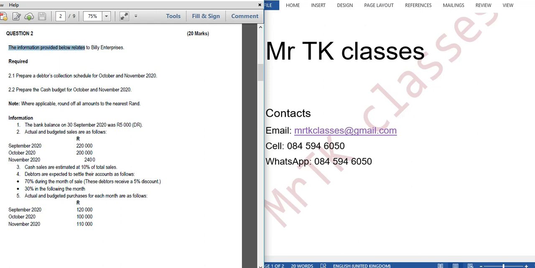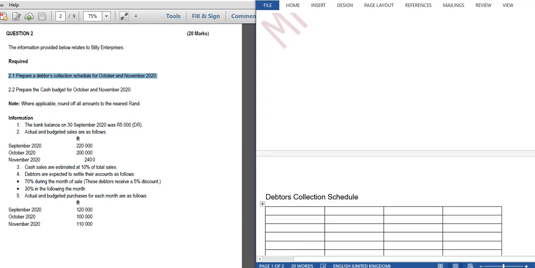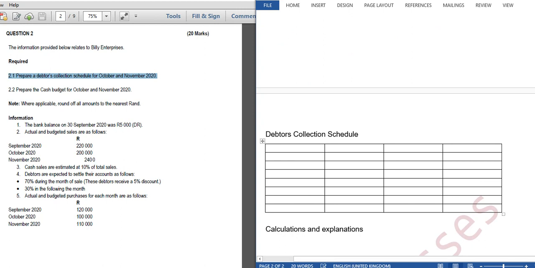The information provided below relates to Billy Enterprises. Required 2.1. Prepare a debtors collection schedule for October and November 2020. So this is 2.1. So we are going to do our 2.1 here. So they said we should prepare a debtors collection schedule. You know what debtors means.